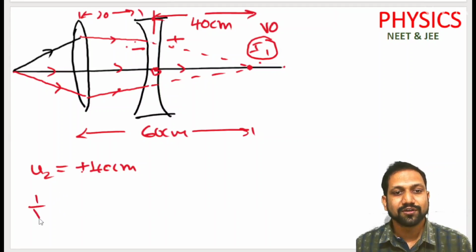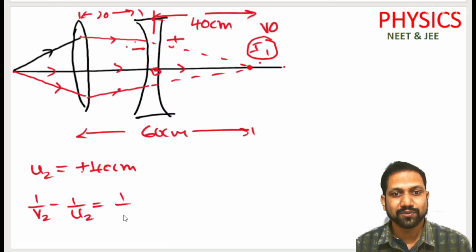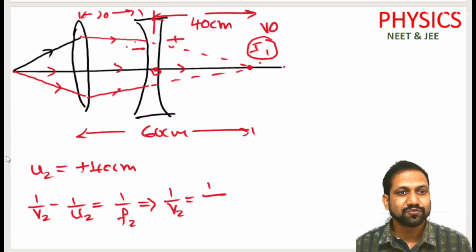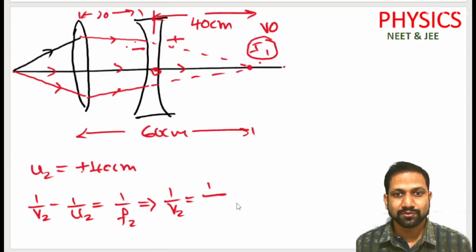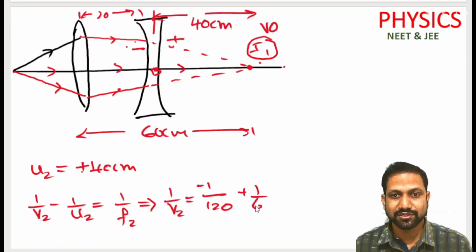Then 1 by V2 minus 1 by U2 equals 1 by F2. In this equation we can substitute the values and find 1 by V2 equals 1 by F2 plus 1 by U2. The focal length of the concave lens is 120 centimeters. So it is 1 by minus 120 you should take because it is concave, and this U2 will come as positive here, 1 by 40.